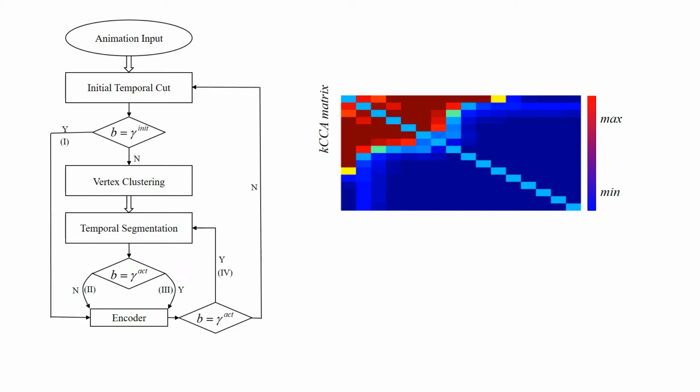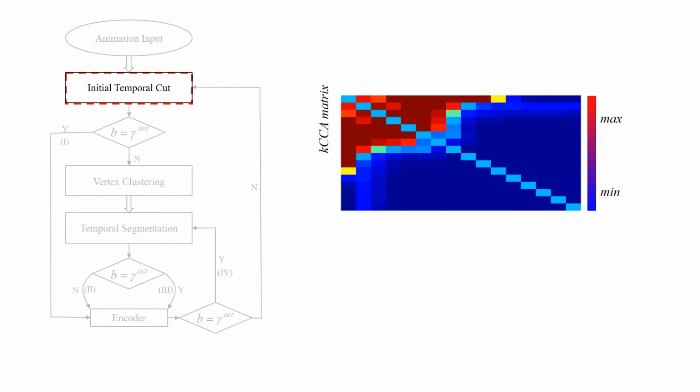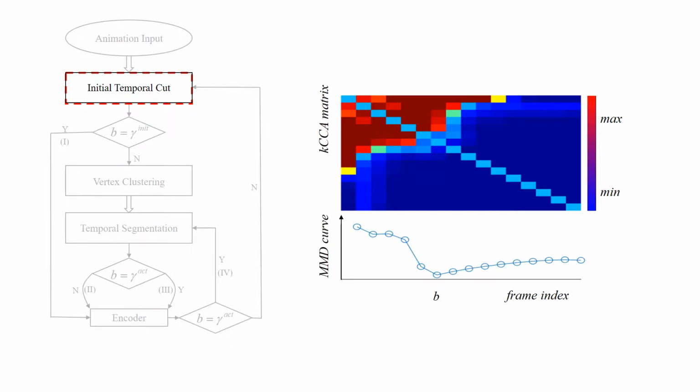Given a mesh sequence input, we first compute an initial temporal cut within a small subsequence to detect the dynamic behaviors. Inspired by the kernelized canonical correlation analysis method and its successful application to semantic temporal cut for motion capture data, we formulate the initial temporal cut as a maximum mean discrepancy problem. Finally, we can obtain a boundary frame for the initial temporal cut by taking the minimum of the MMD curve.